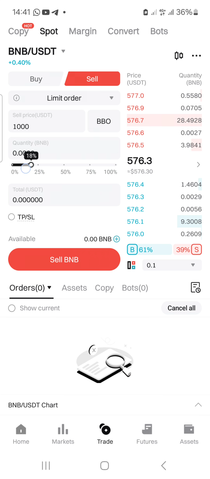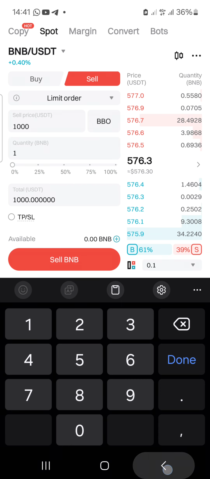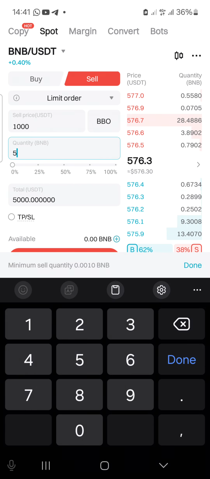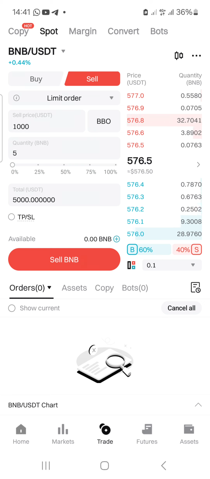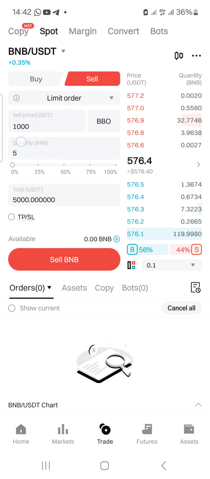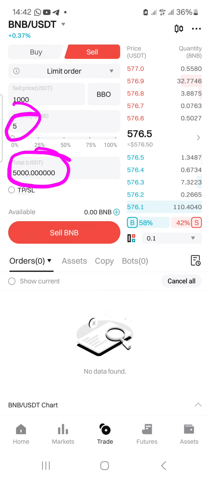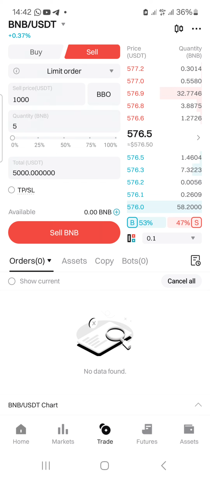All right, just for emphasis' sake, let me input manually since I don't have any holdings. Let's say I have 5 BNB, and I'm telling the market to sell for me at $1,000 when BNB starts trading at $1,000. I'm assuming I'm holding 5 BNB and I want to sell all 5 BNB. See the 5 BNB showing here. The market is now telling you that you're going to get $5,000 if your 5 BNB is sold at $1,000 per coin when the market price gets there.